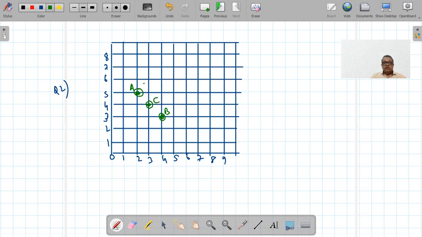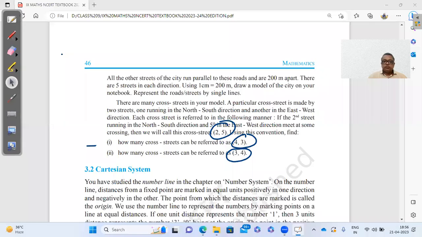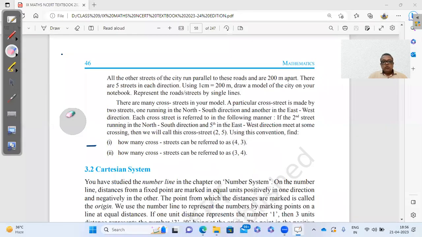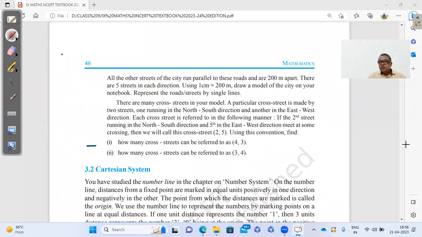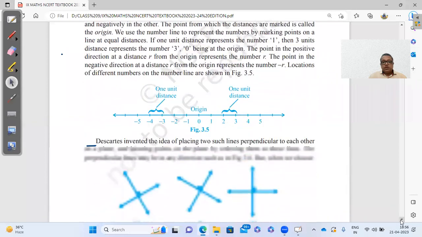So this point is 2, 5. Second point they have given is 4, 3. And this is 3, 4. So we can easily mark this on a grid and show this. So we have these crossroads done and we have represented on the grid.